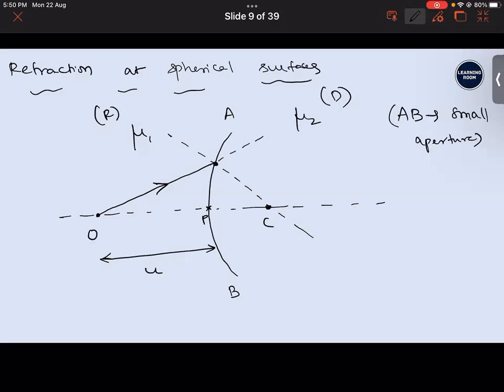So if the boundary was not there, the ray would have traveled along the same path. But now it is traveling from rarer to denser. So what will happen to it? It starts bending towards the normal. When it starts bending towards the normal, it will go and hit the surface. This is the first refracted ray. Now what will this angle be? This angle is I and this angle is R. Is it clear?